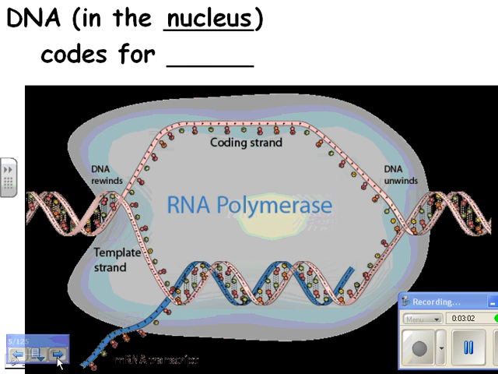And so the DNA is in the nucleus and it codes for RNA. There are three types of RNA. Right now we're going to talk about messenger RNA, or mRNA. Messenger RNA is the one that actually has the code for proteins. We'll talk about the other kinds in a little bit.